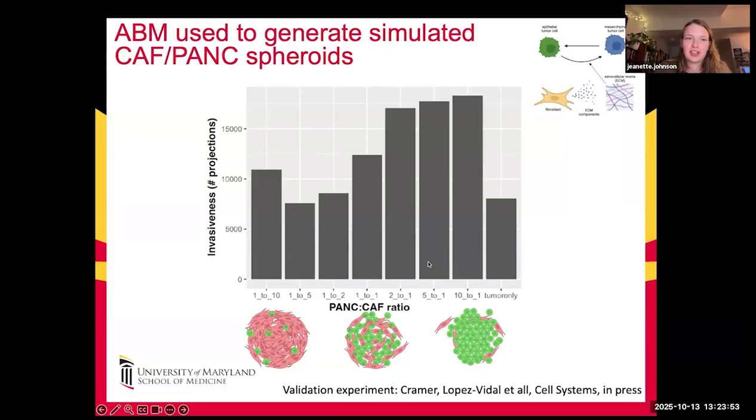Which then the intent was to compare to the invasiveness metric of our spheroids that we grew in the lab. However, we had an imaging registration issue with that data, and so we actually ended up having to make a whole image correcting tool to even work with that data, and that's actually in press now at Cell Systems, Kramer and Lopez Vidal et al. And that data is going to be there. So yes, the model can now make clear predictions as to which ratios should induce the highest degree of invasive growth.